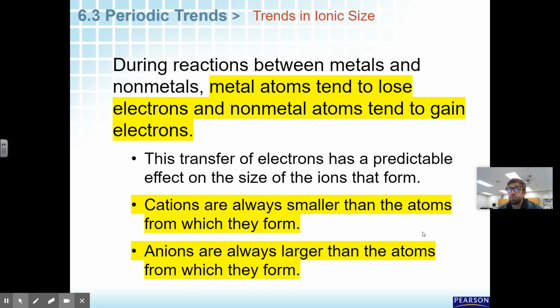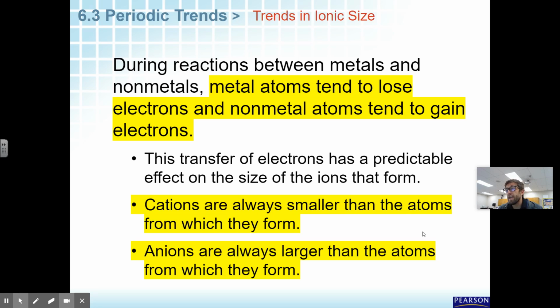And these last two bullets are very important here. Cations are always smaller than the atoms from which they form, and anions are always larger than the atoms from which they form. And really, it doesn't take too much thought to understand why. A cation is when you remove an electron. Same number of protons, you remove an electron. So you have fewer electrons and the same number of protons, so the electrons are more attracted to the nucleus, so the ionic size gets smaller.